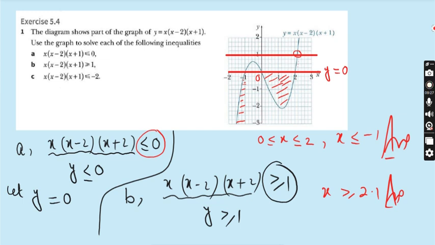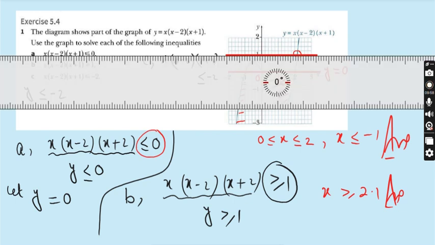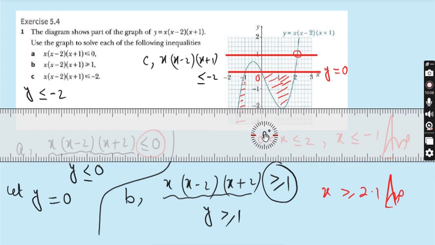Move to part C. Part C is (x minus 2)(x plus 1) less than or equal to minus 2. Obviously this one is y, so y less than or equal to minus 2. It means we have to draw a line which is y equals minus 2. So here we go, this one.